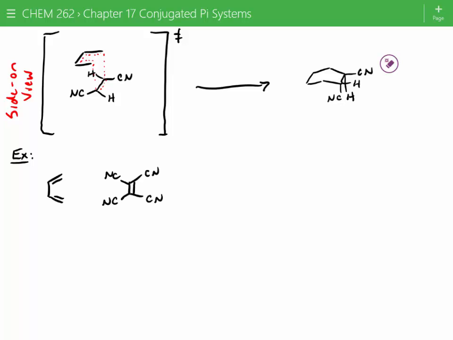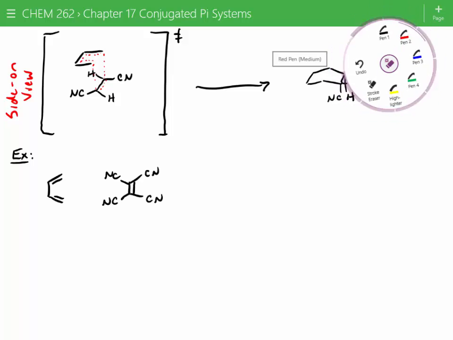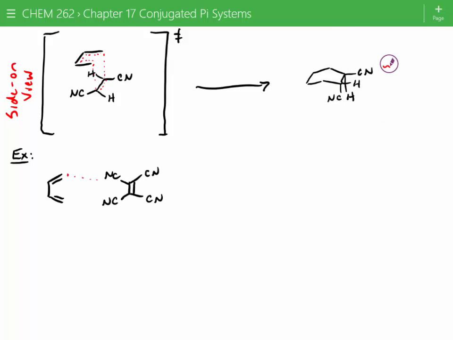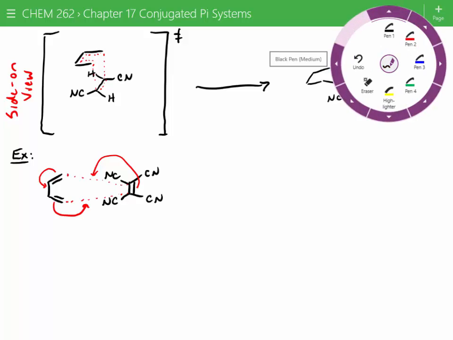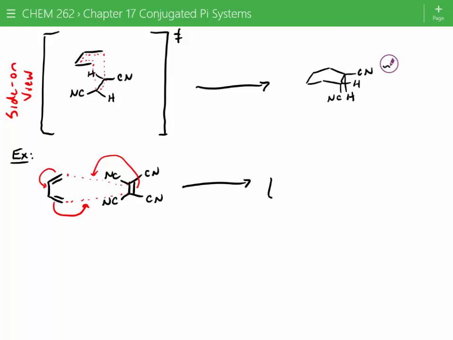Yeah, in this case it doesn't really matter, right? So let's go through and just do the arrows for this one and say, all right, we're going to form a new sigma bond between there and there. So this pi bond will jump over, this pi bond will jump over, this pi bond will jump over. And we end up with a cyano group pointing up in each position and one also pointing down in each position. So is there stereochemistry here?